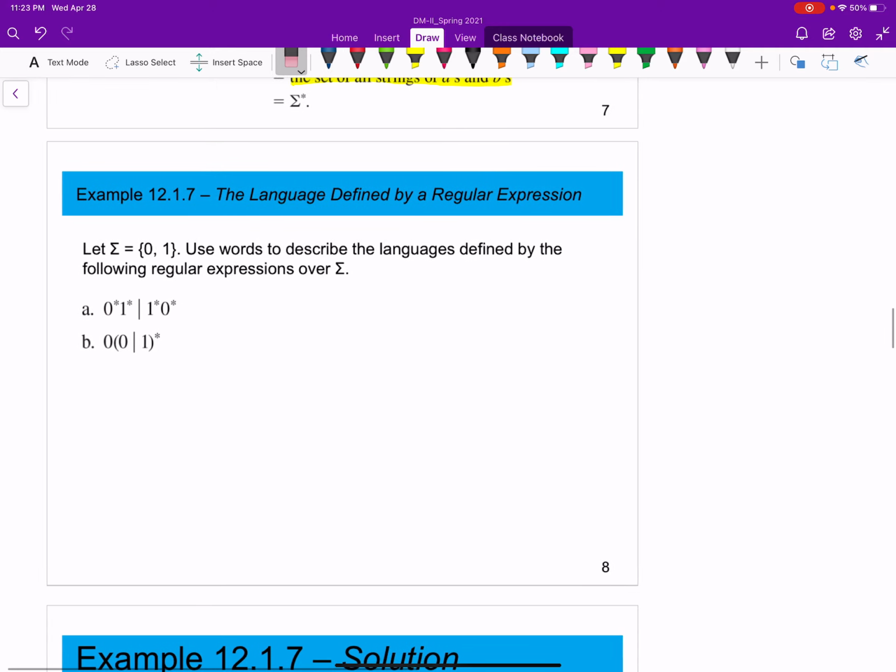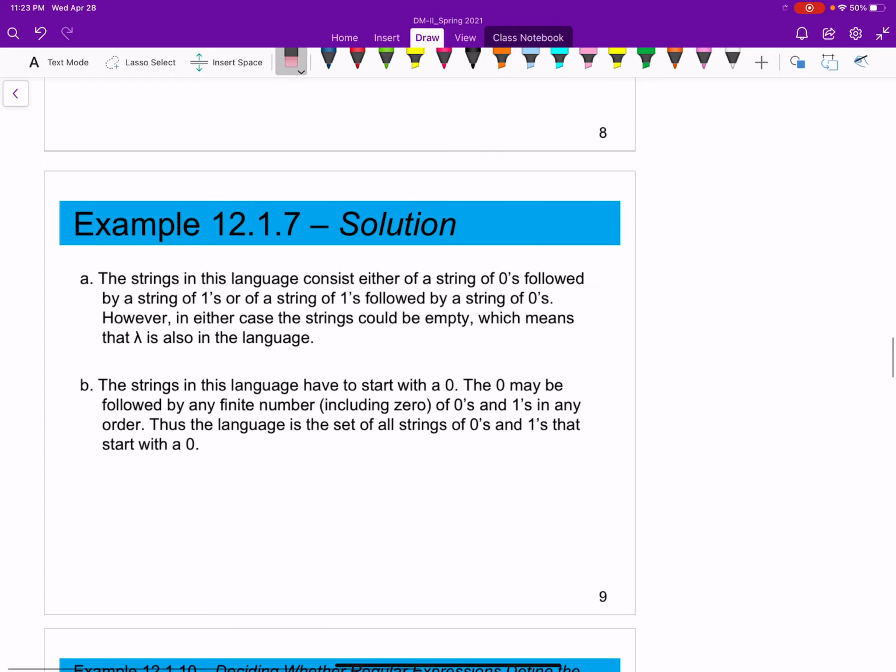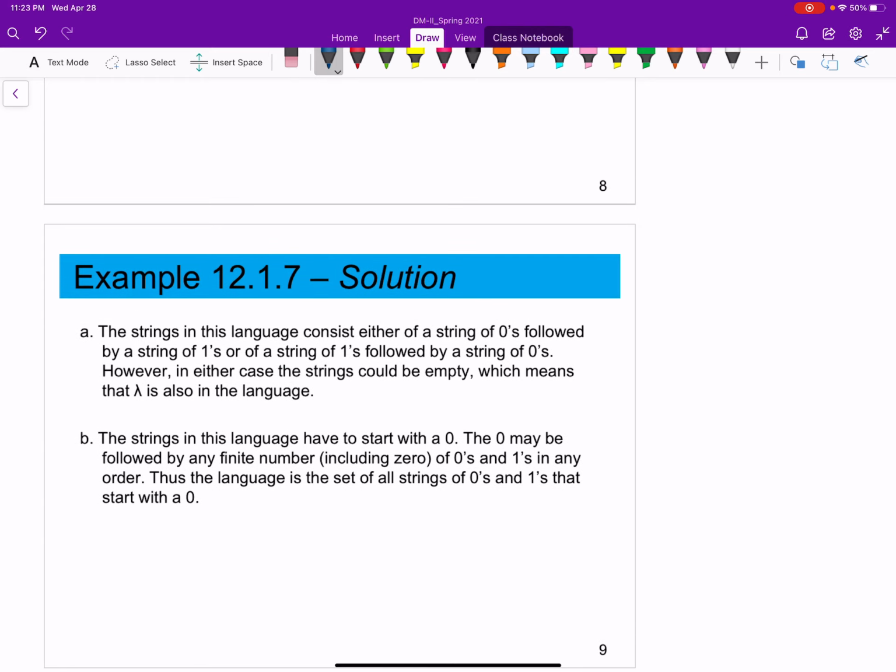Here the next example. Your alphabet is 0 and 1. Use words to describe the language defined by the following regular expressions over sigma. The first one is 0 asterisk 1 asterisk slash 1 asterisk 0 asterisk. Okay, so it is defined right here. So let me read that.